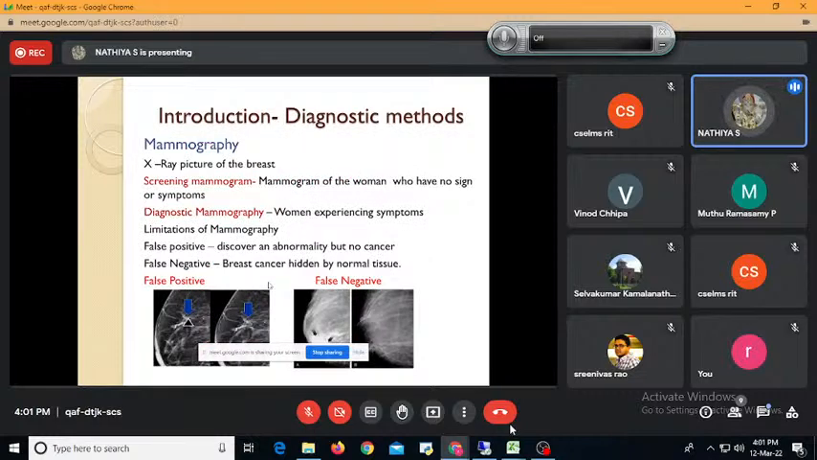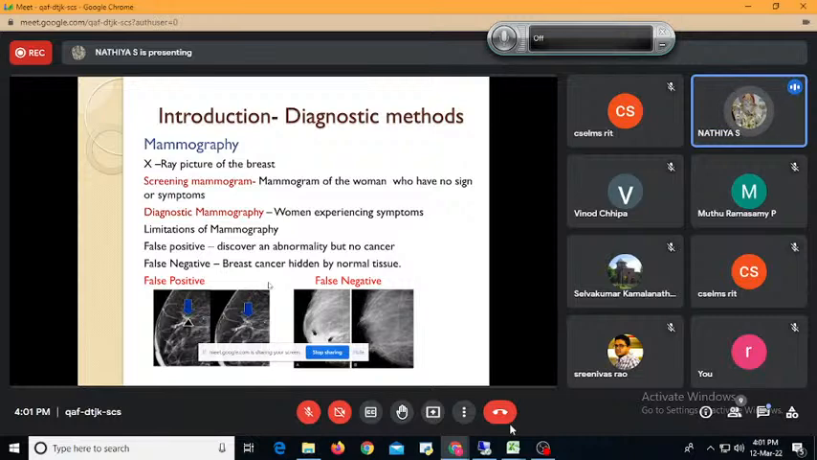In medicine, we have many diagnostic methods to diagnose breast cancer. One of the main methods is mammography, which is an X-ray picture of the breast. Sometimes this diagnostic method produces a wrong result because it has some limitations. Sometimes mammography gives a false positive or a false negative. False positive means the mammography discovers an abnormality, but the patient does not have cancer. False negative means the patient has breast cancer, but it is hidden by normal tissue in the breast. These are the disadvantages of mammography.